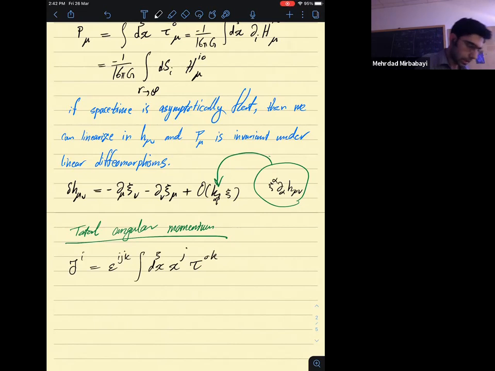So again, you can see that if gravity was weak, then this tau would coincide with the matter energy momentum tensor, and this is clearly the natural definition of the angular momentum. But this object has the property that, again, it is well defined in asymptotically flat spacetimes, because one can show that this reduces to a surface term, and that surface term is invariant under linearized diffeomorphisms.